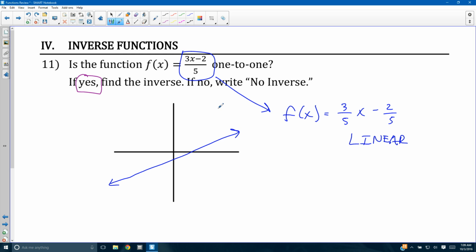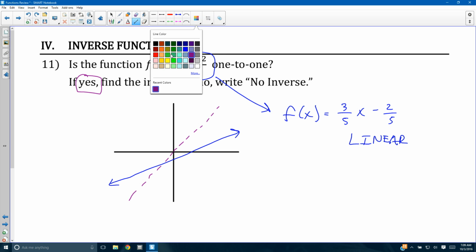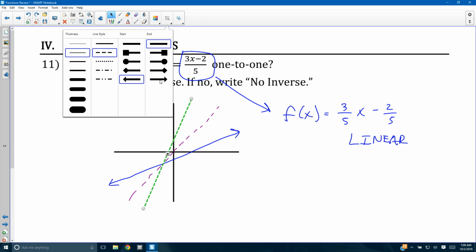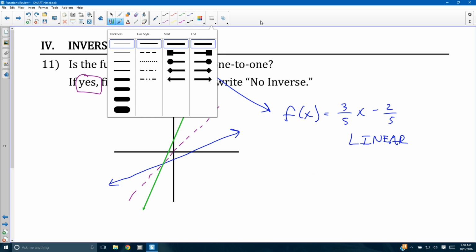Now, I know its inverse is going to reflect across this line right here, so it's going to look something like this right here, except probably without the dotted line. Let's make it an arrow like the other one. Okay, it's probably going to look something like that. So let's see what we end up getting as a result of this. So y equals 3/5 x minus 2/5. You know, it's probably easier to write the original one, actually. Y equals 3x minus 2 all over 5.